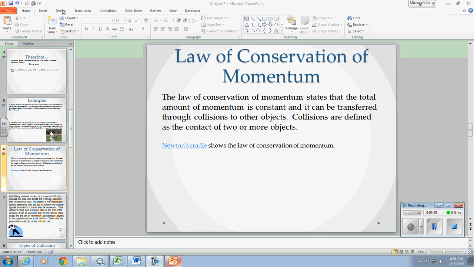One way to write that would be, quite simply, initial momentum equals final momentum. And again, initial is before the collision, final is after the collision.